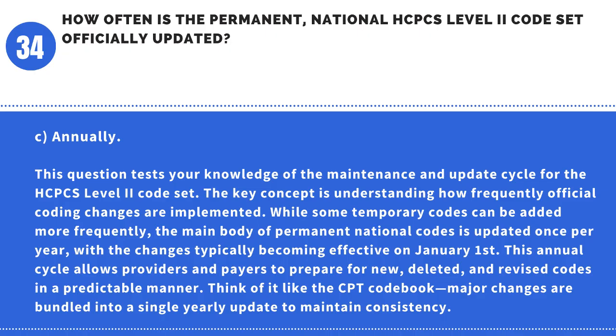The key concept is understanding how frequently official coding changes are implemented. While some temporary codes can be added more frequently, the main body of permanent national codes is updated once per year, with the changes typically becoming effective on January 1st. This annual cycle allows providers and payers to prepare for new, deleted, and revised codes in a predictable manner. Think of it like the CPT codebook. Major changes are bundled into a single yearly update to maintain consistency.